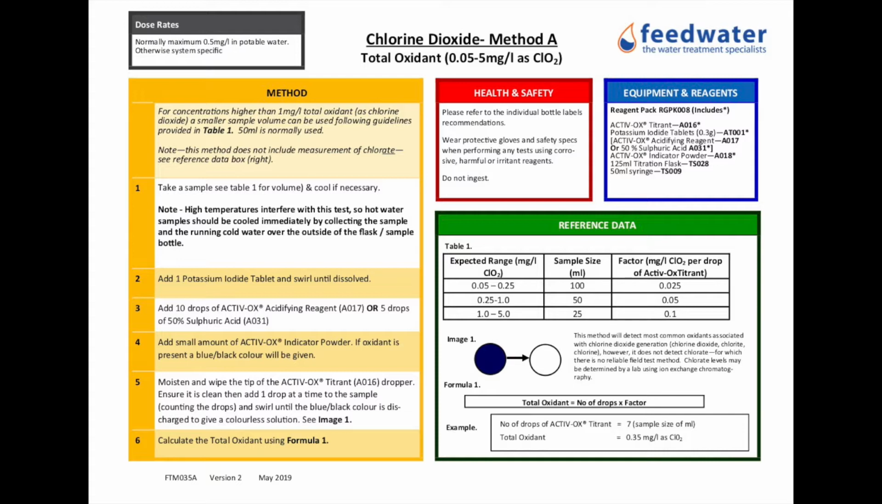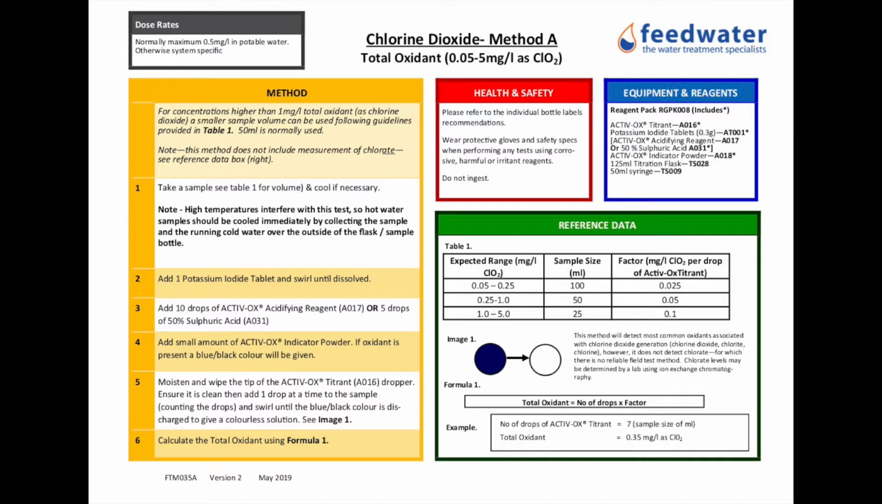However, because of the low stability of chlorine dioxide in transported samples, field tests like this one for total oxidant will provide valuable information at the point of use that cannot be obtained through delayed laboratory testing. This method will detect most common oxidants associated with chlorine dioxide generation, namely chlorine dioxide, chlorite and chlorine. However, it doesn't detect chlorate, for which there is no reliable field test method.